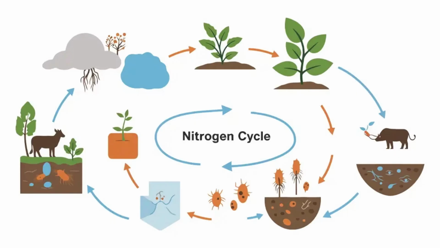At the top, you notice the air or the atmosphere. That's where most of the nitrogen gas exists, about 78% of it. From the air, some nitrogen moves down into the soil. This happens through processes like lightning, or when certain bacteria in the soil take in nitrogen gas and change it into forms plants can use.